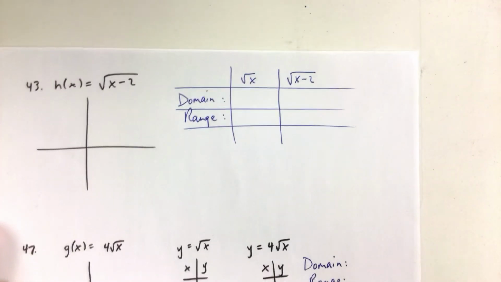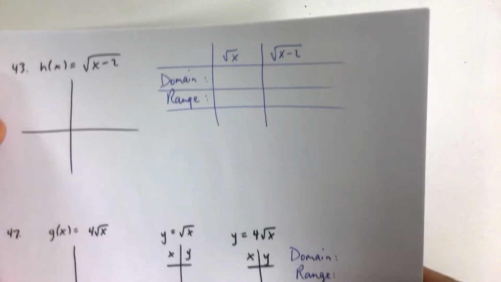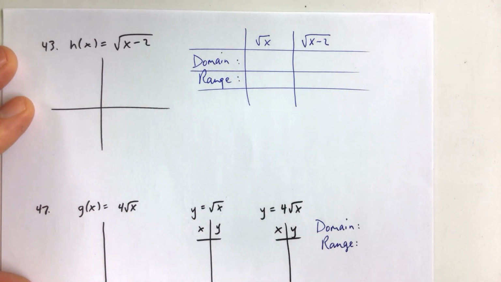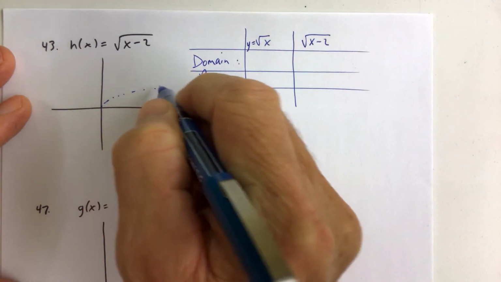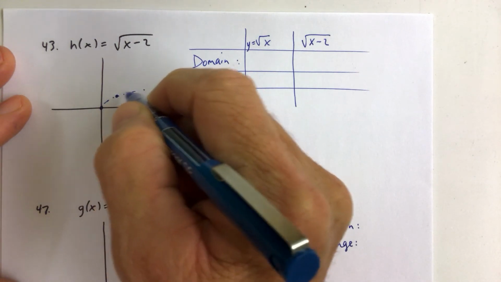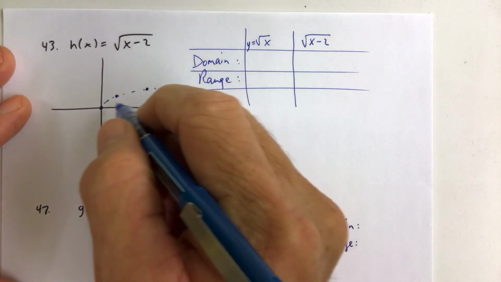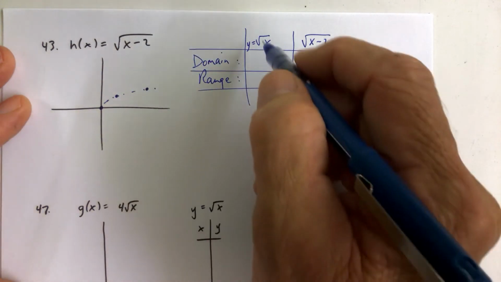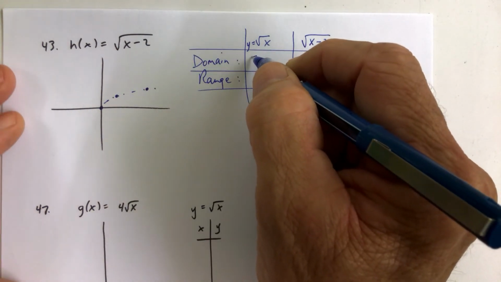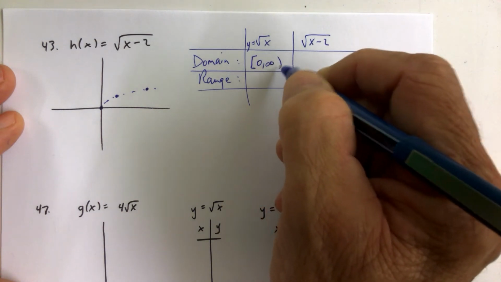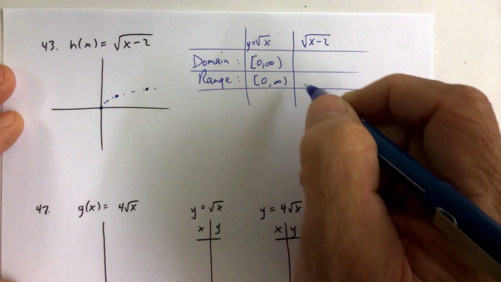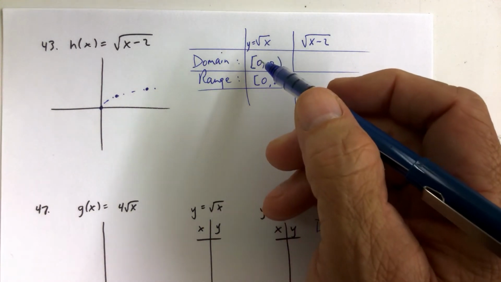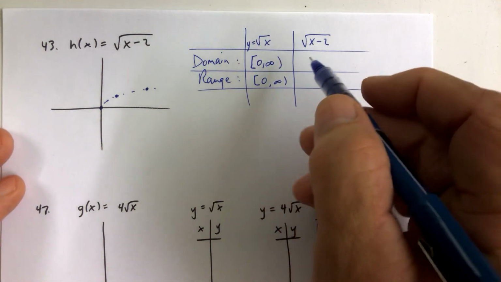For problem number 43, all the problems up until 59 have the same instructions. Start with the basic function, y equals radical x. 3 key points: 0, 0, 1, 1, 4, 2. If we apply the transformation, first let's figure out the domain. The domain would be all real numbers greater than or equal to 0, and the range would also be all real numbers greater than or equal to 0.